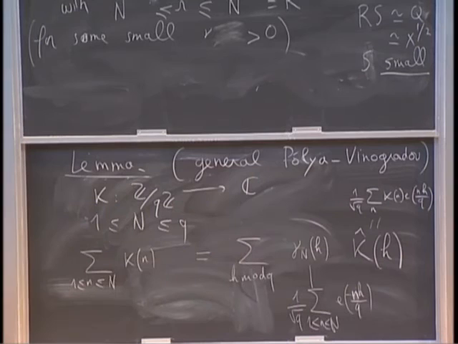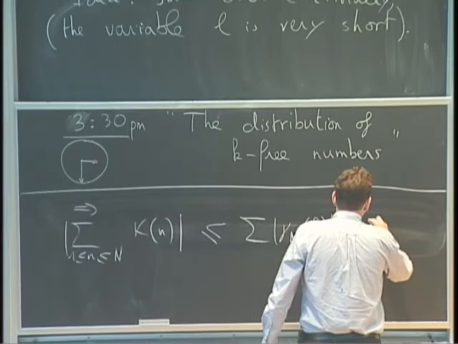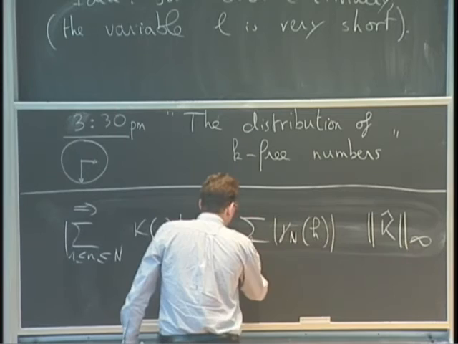And the standard estimate one gets from there is the following. It's an obvious bound that sometimes is not what you want, but in many cases does work. So the sum is going to be bounded by the sum of the absolute values of the gammas times the supremum norm of the Fourier transform. And this, which is not difficult to show, is at most square root of q times the log of 3q.